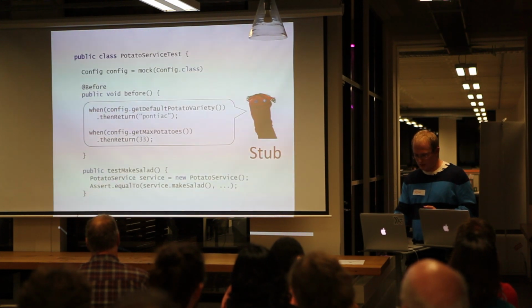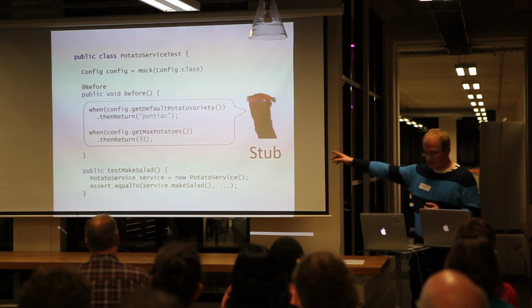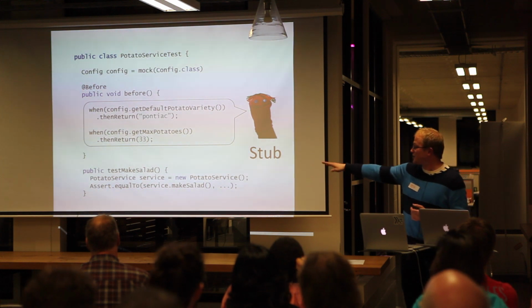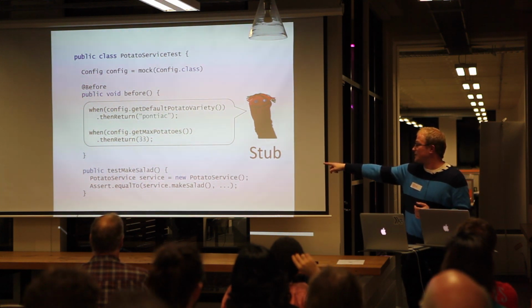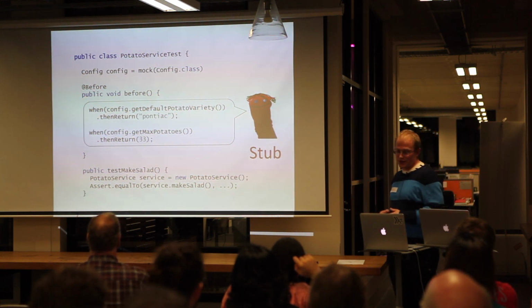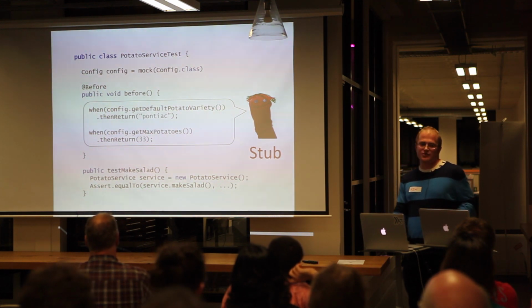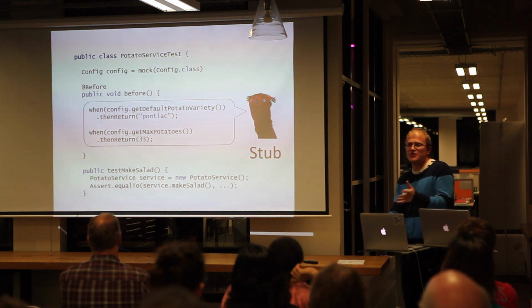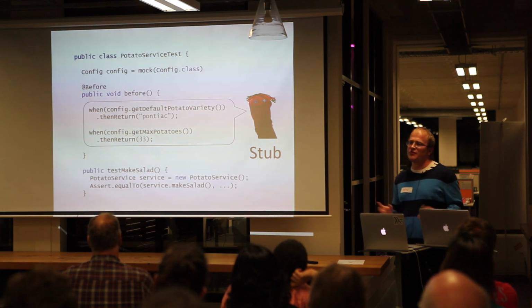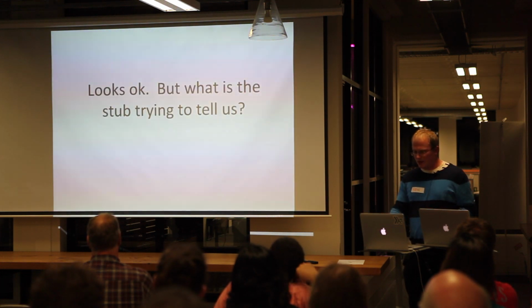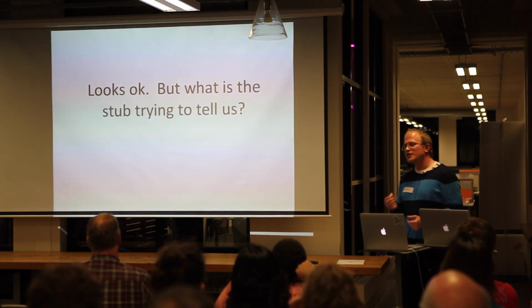So let's look at it. The actual test then just tests that the salad contains the correct result. So this is not too bad. I mean, we've sort of fixed the input of the test so it's not going to flake out in a bunch of different ways. But what's the stub really trying to tell us?